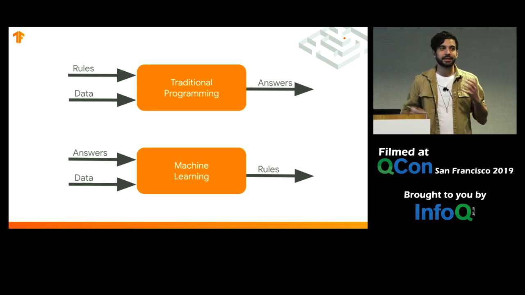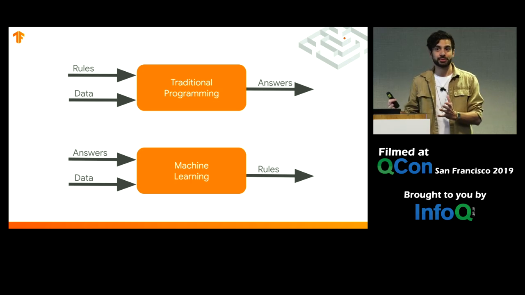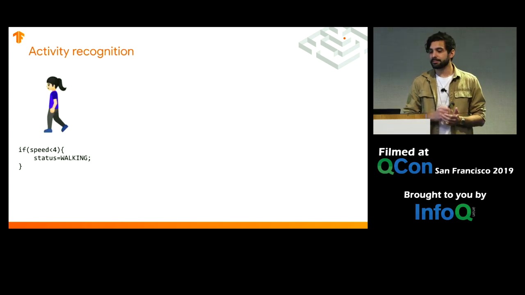So machine learning kind of screws this up a little bit. Instead of feeding in rules and data, we feed in answers and data, and then our box actually figures out how to return some rules, which we can then apply in the future. So I'll talk through what that means.